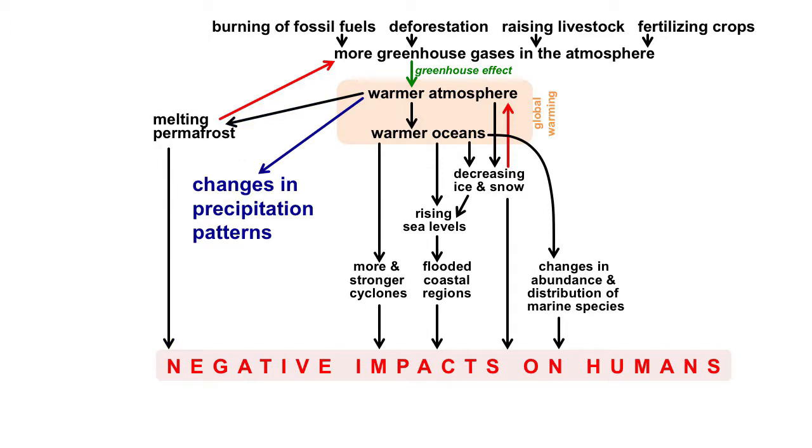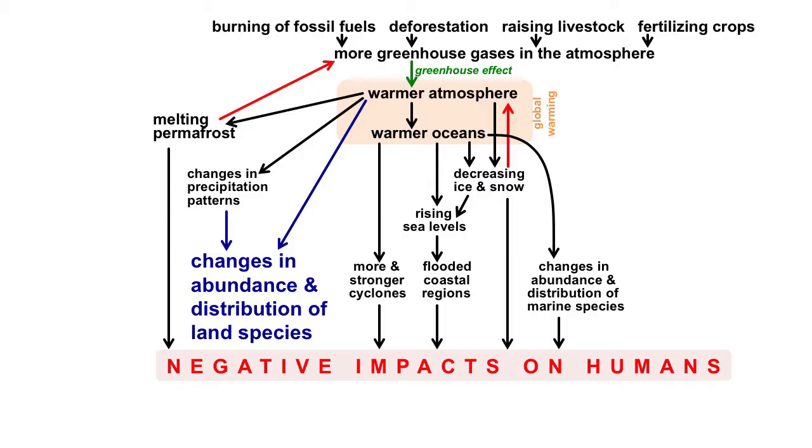A warmer atmosphere also leads to changes in precipitation patterns. Dry regions get drier, wet regions get wetter, and the severity and number of extreme weather events like droughts, heavy downpours, inland flooding, storms, and hurricanes increases. In the regions that get drier, wildfires happen more often and with more severity.